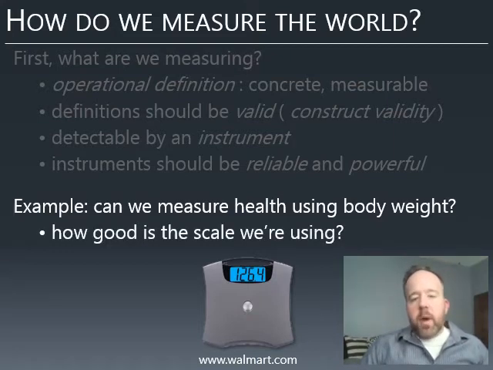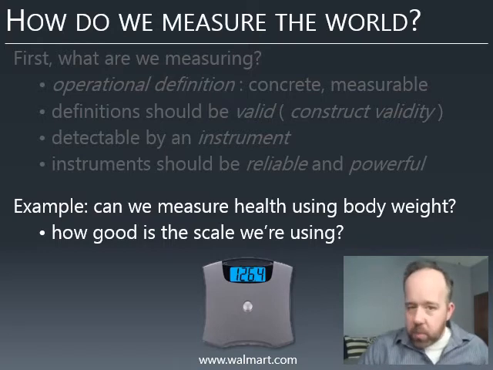And of course, the measurements, the instruments we're using to measure, have to be good. So how good is the scale we're using? Is it reliable? Does it give us the same readout for the same mass? Is it powerful? Can it detect small changes in weight? Or does it only give us the weight in 50-pound increments, which is not nearly as useful, of course. People don't fall into convenient 50-pound categories. And so the scale, what we're using to measure height, these things are important, and they really inform how good our empirical science will be.